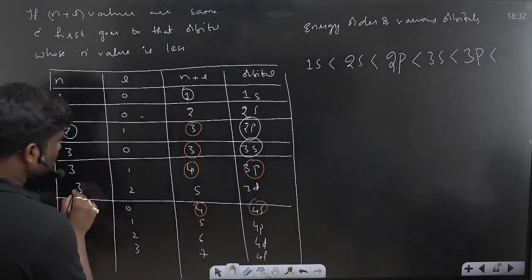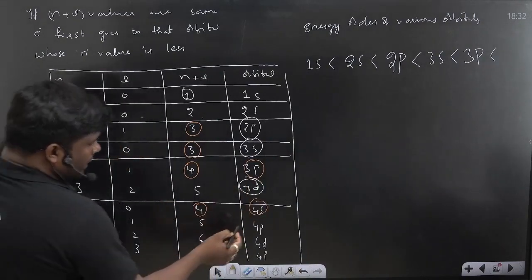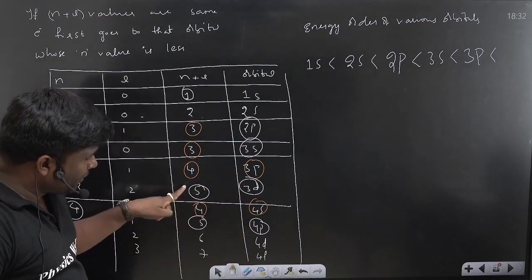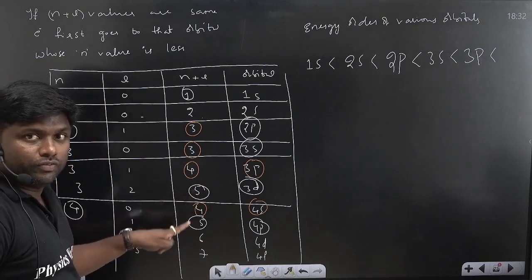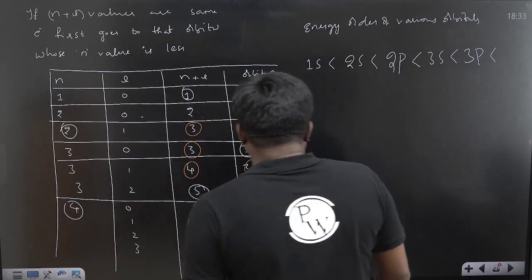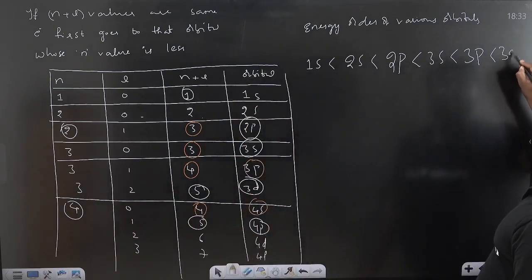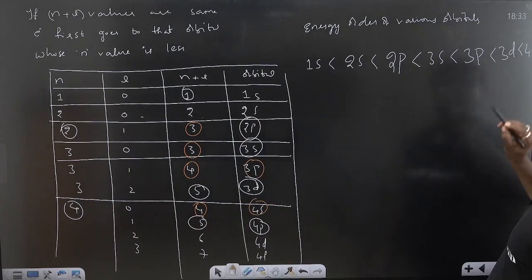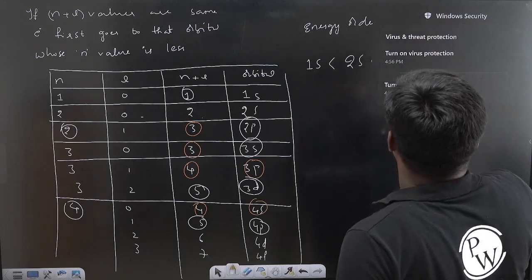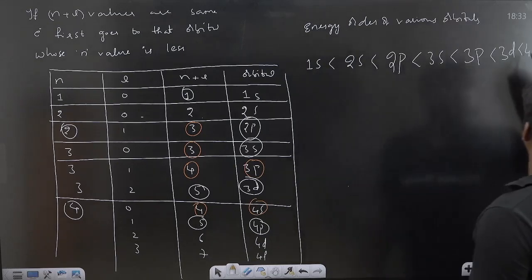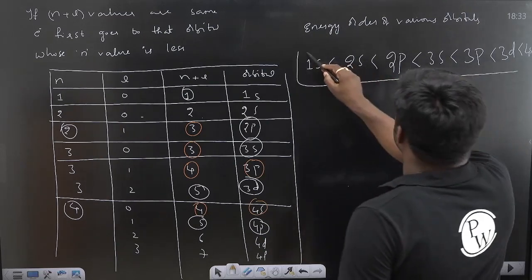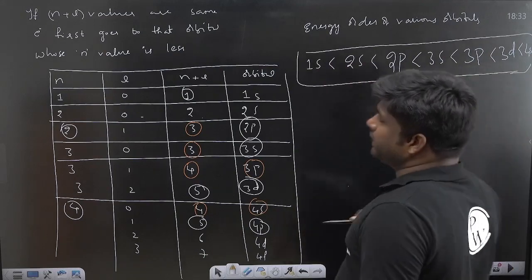In 3d and 4p the n plus l value is the same, 5 and 5. Since the n plus l value is the same, the electron goes to the one whose n value is less, which is 3d. After that, the next lowest is 4p. So this is the energy order which you have to remember up to element 30.